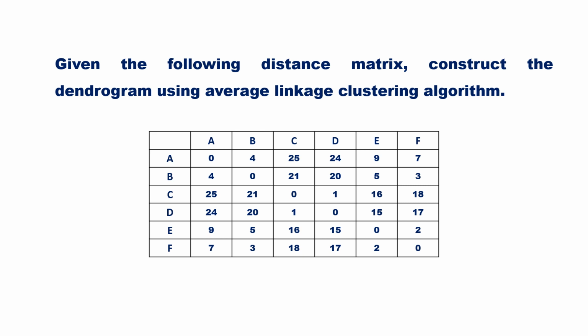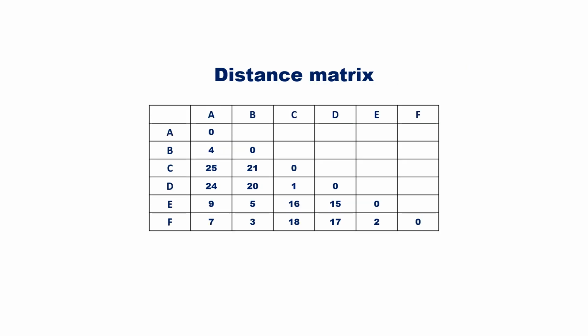The distance matrix represents the distances between each pair of clusters. It's symmetric, meaning the distance from point A to B is same as the distance from B to A. Due to this symmetry, we only need to consider the values in one part of the matrix. For our purpose, we'll focus on the lower triangular part of the distance matrix.